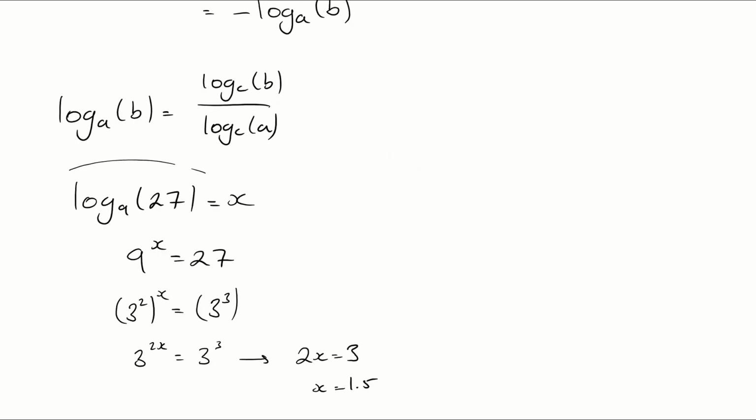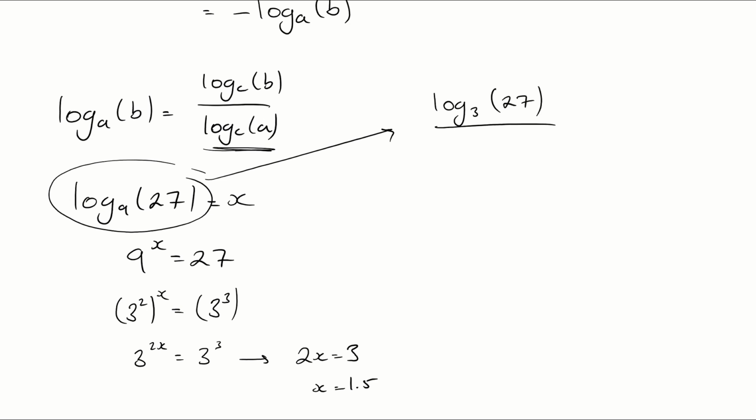Alternatively, we could rewrite this using this part of the equation as log to the base 3 of 27 divided by log to the base 3 of 9. And the reason I chose a 3 as my value for c here is because it works quite nicely with both 9 and 27. You wouldn't choose a c value here of 4 or 5 or something silly like that because you wouldn't be able to do much with it.